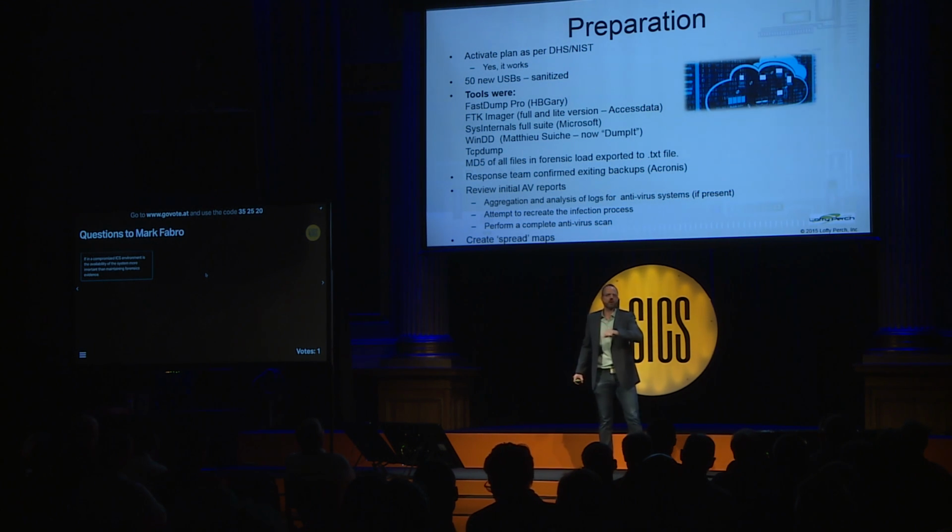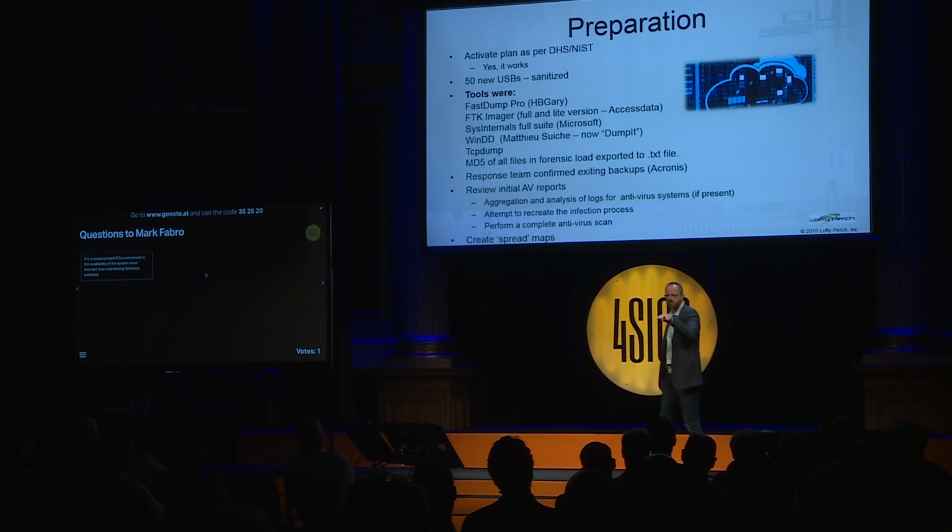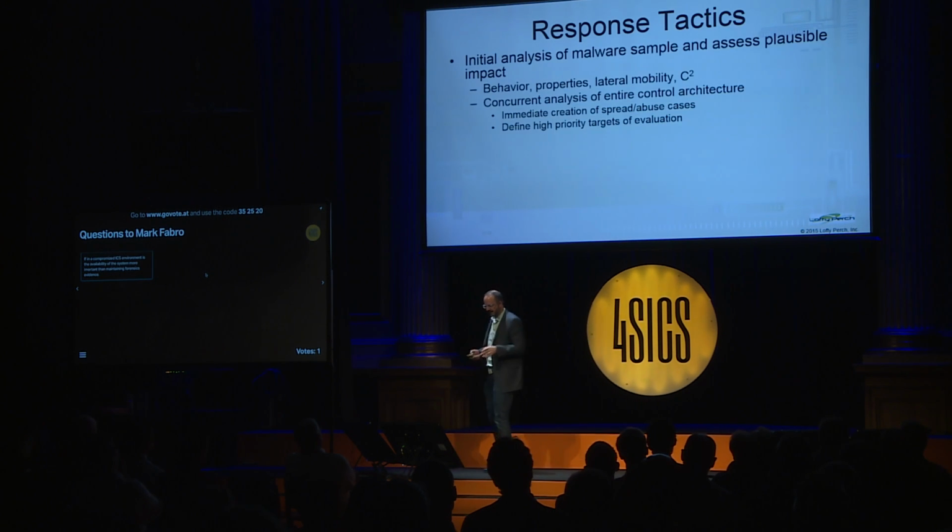There is the requirement to create something called a spread map to determine, when you're going on site, what are the most plausible, most important targets of evaluation based on the architectural analysis. Where should you be looking in case this thing is going to be weaponized? So the tactics, basically, there was an initial analysis of the malware.